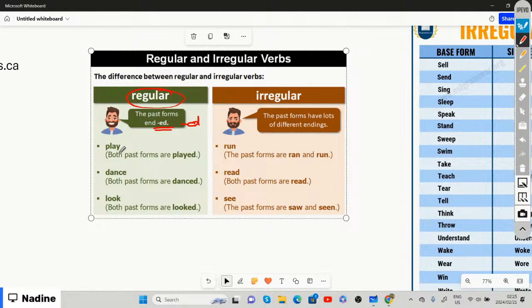So, for example, play, right? This is a verb, play, which means that the regular past tense of play is played. So we added an ed to the word play, and that gives us the past tense form of the word play. So it's played.